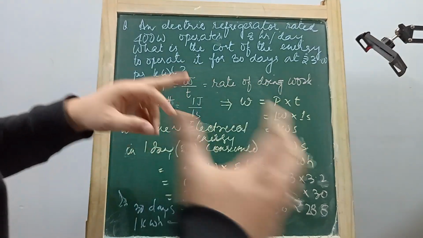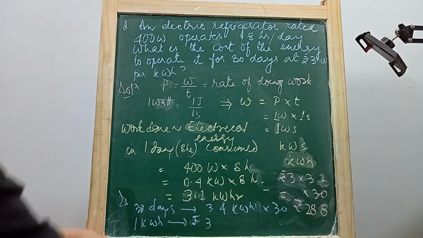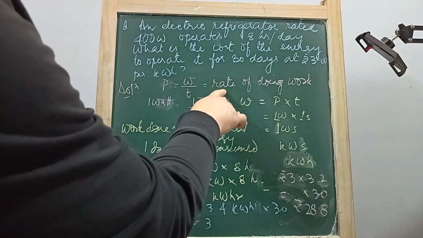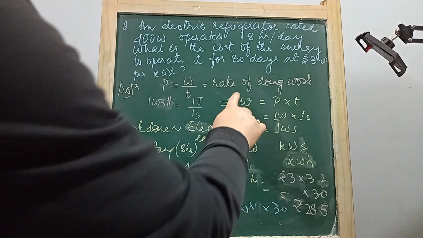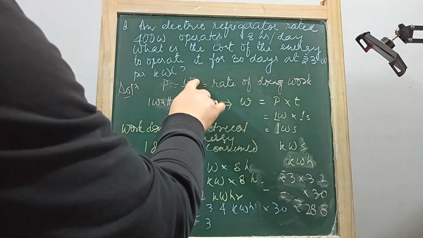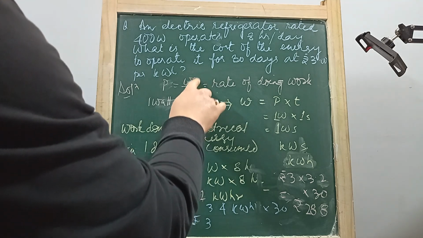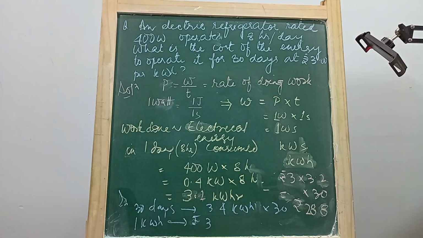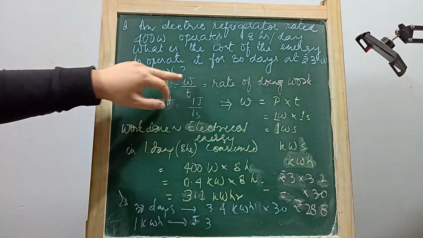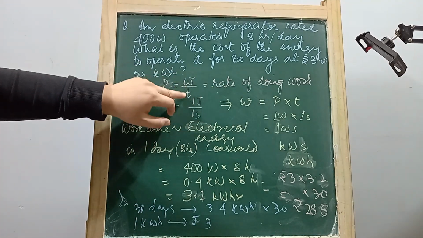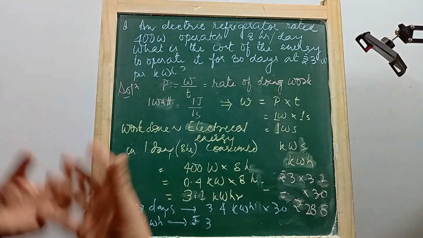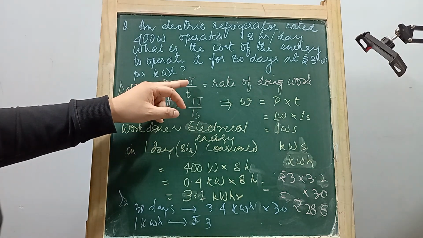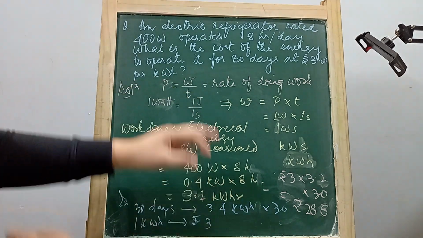Remember, whenever there is rate in any definition in physics, it means that it contains a mathematical relationship. It contains time. The rate of doing work means work will be the numerator, and rate means there is time below that as denominator. So power is the rate of doing work, work by time. This is called power.